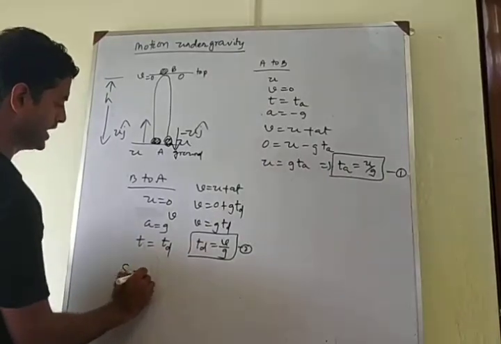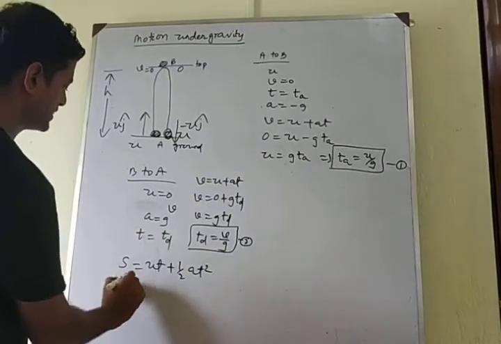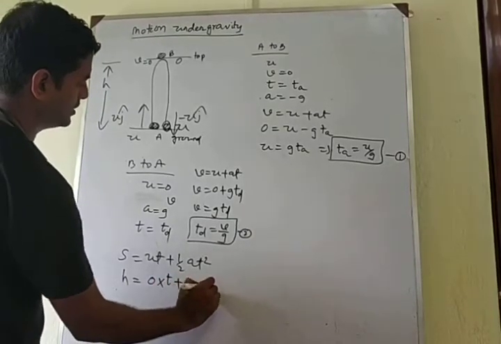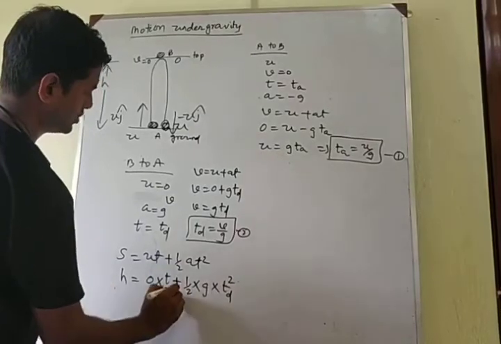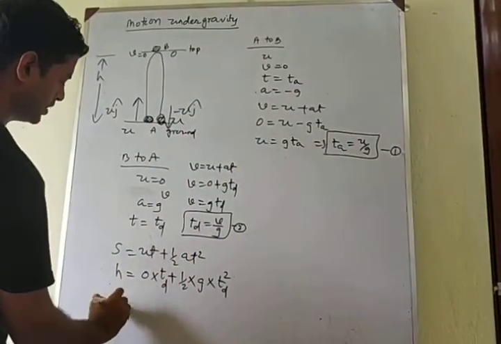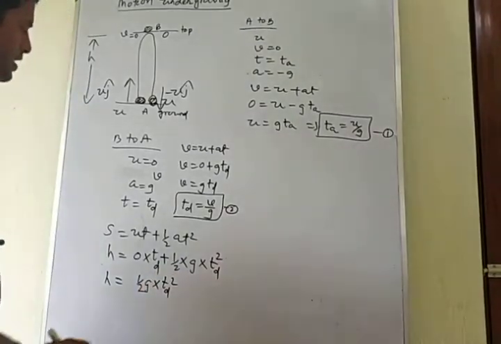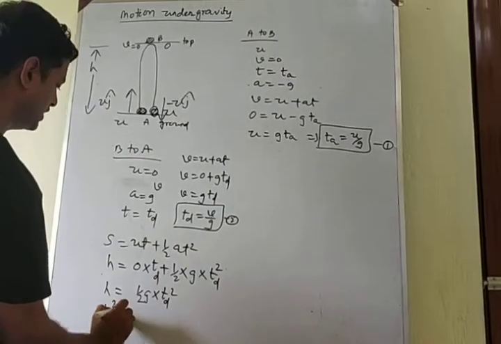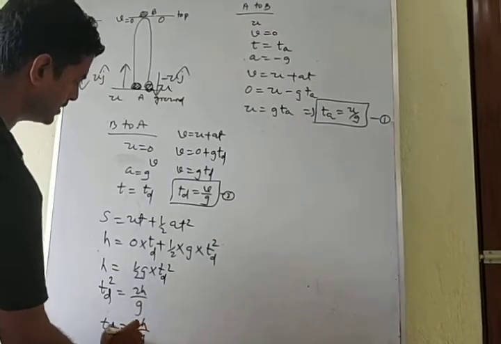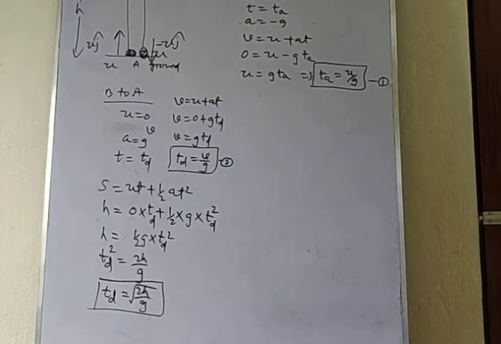Now again I want to use s equal to ut plus half at square for motion from B to A. So s is h, u is 0, into t plus half. For a I am taking g and for t I am taking td square. Why td? Because this is motion from B to A, this is climbing down, time of descent. So h equal to half into g into td square. So I got td square equal to 2h by g. So td equal to root over 2h by g. So time of descent equal to root over 2h by g.